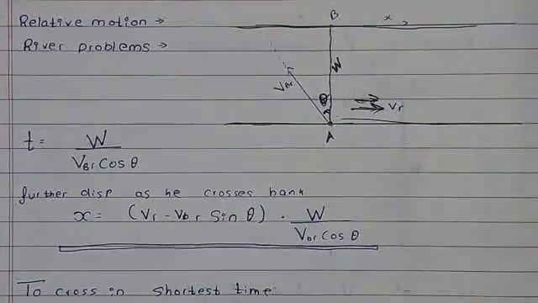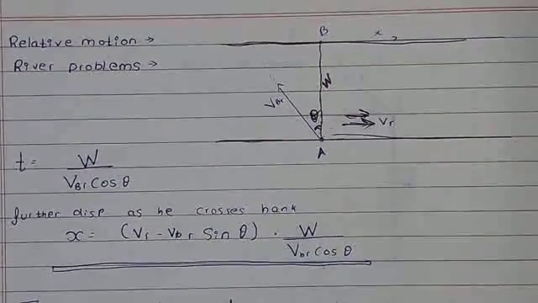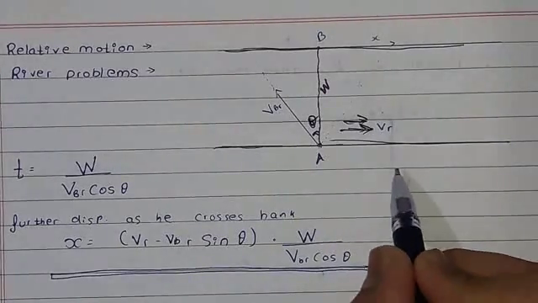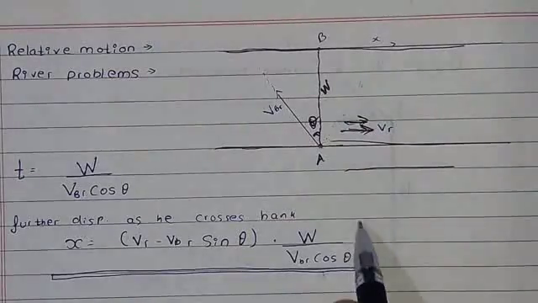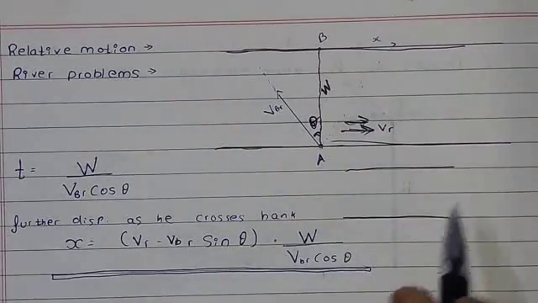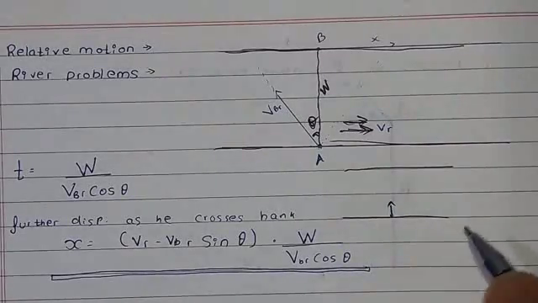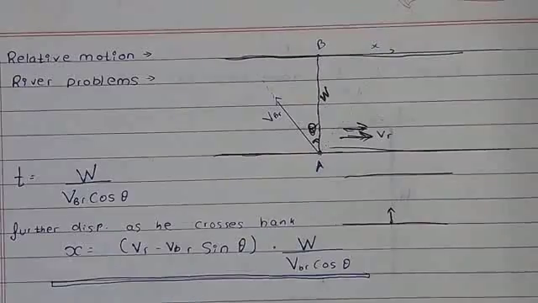Further displacement as it causes the bank. So now this is our next formula. Further displacement as it causes the bank. So in this formula I must draw a next diagram for it, that if these are the banks of the river, a man is going straight away here, or I must say that, okay, further displacement we have cos theta right here.